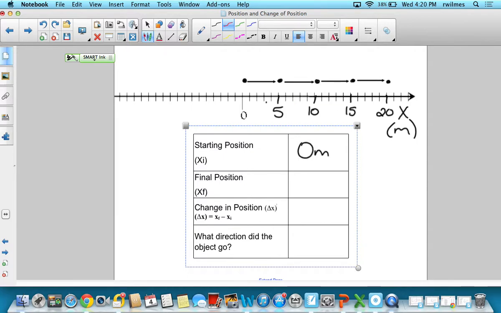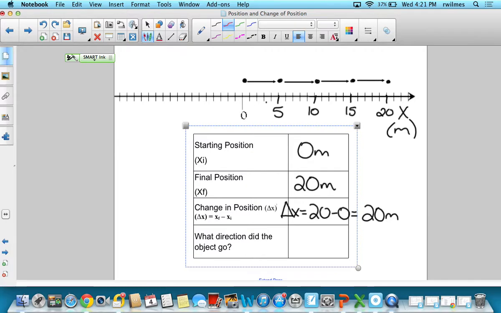So my starting position in this case is at 0 meters. My final position, where the last time unit is, is at 20 meters. So my XF as my final position is 20 meters. Now in this case, we know that change of X, our change of position, is equal to XF, 20 meters, minus XI, 0 meters, for a total change of position of 20 meters.